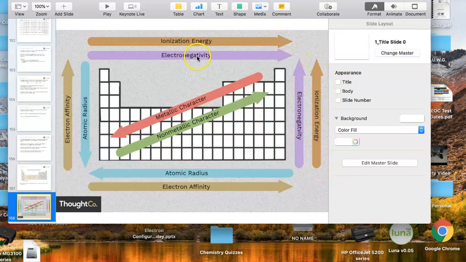Okay, if you notice electronegativity and electron affinity, those trends run the same way. The definition is a little bit different for electronegativity than it is for electron affinity, but the concept is the same.